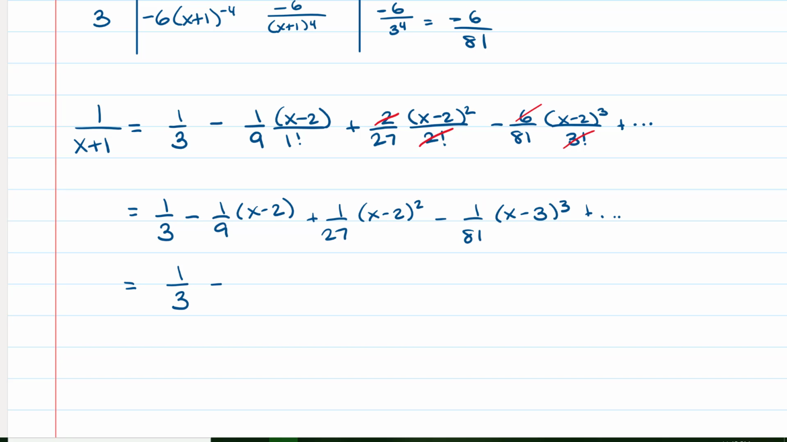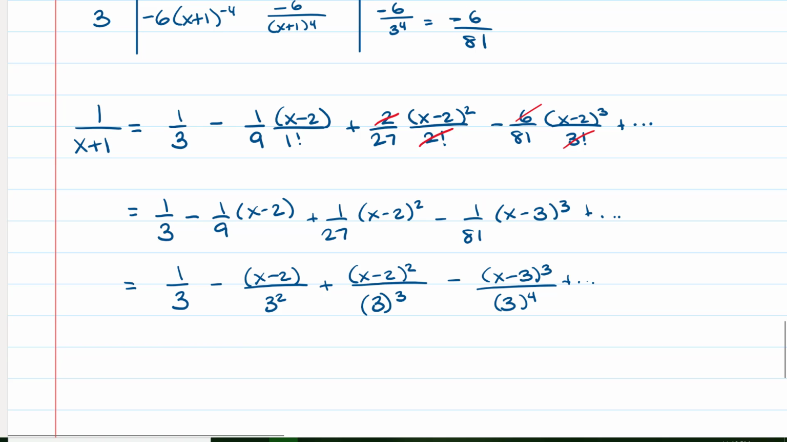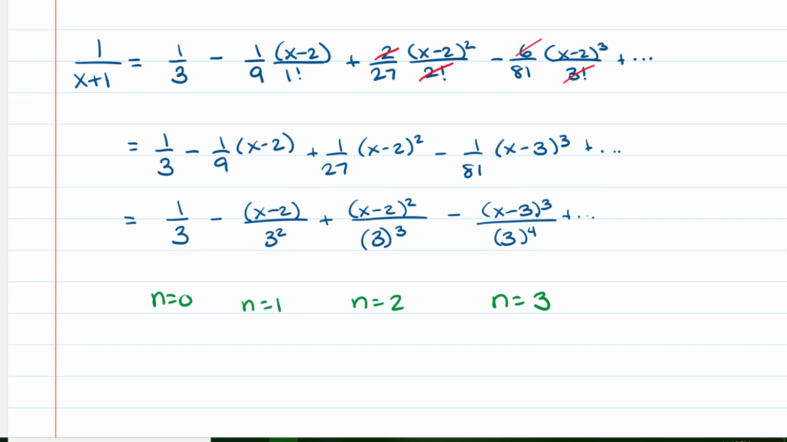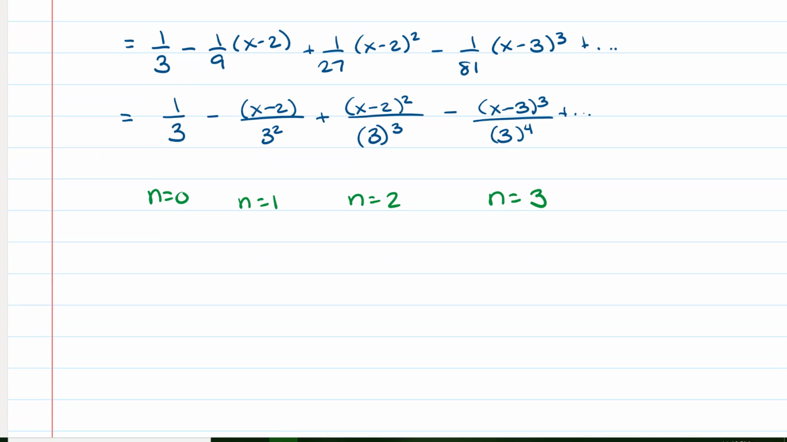So 1/3 minus x minus 2 over 3 squared plus x minus 2 squared over 3 cubed minus x minus 2 cubed over 3 to the 4th. Okay, so they always have a 3. So that's good. It might also help to write out the terms. So this is n equals 0, n equals 1, n equals 2, n equals 3. All right. So let's go ahead and try to pick apart our pieces.